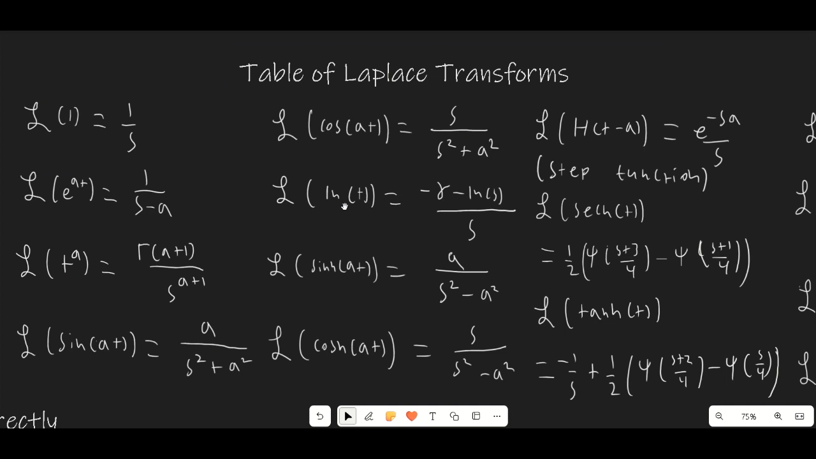Now I have some other ones in here that might be kind of interesting. Hyperbolic sine of at, hyperbolic cosine of at, the unit step function, which is denoted as h of t minus a. So the unit step function just means if the input of the unit step function is greater than 0, then its value is 1, and if the input is less than 0, then its value is 0. So that's an interesting function. Hyperbolic secant is this combination of digamma functions, and hyperbolic tangent is a different combination of digamma functions. These don't show up too often, but they are handy to know in a pinch.